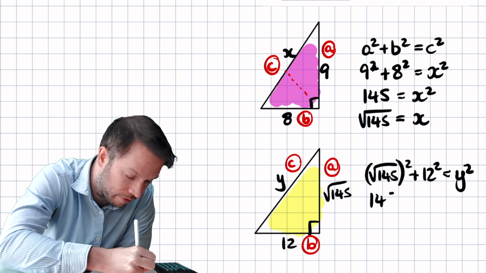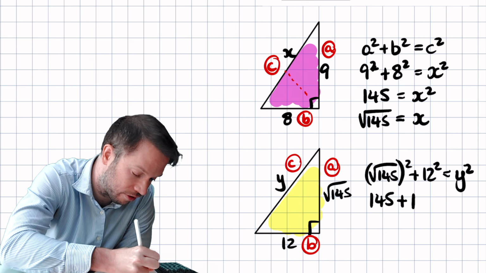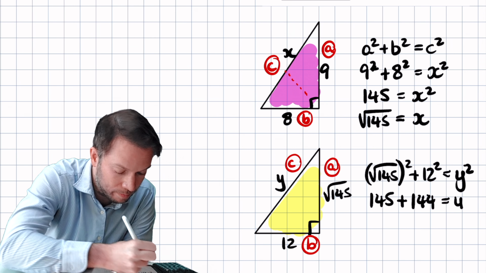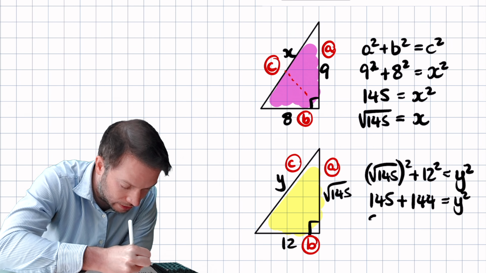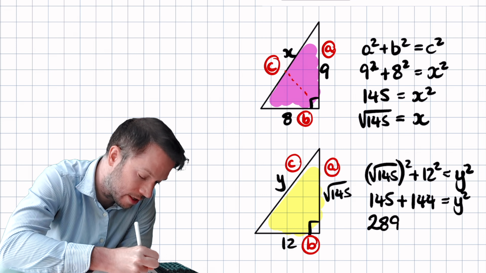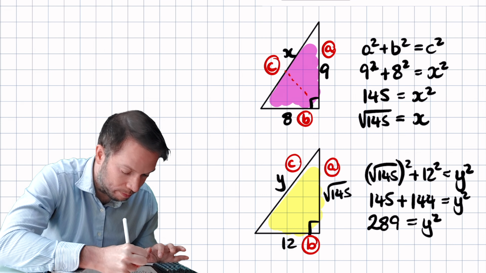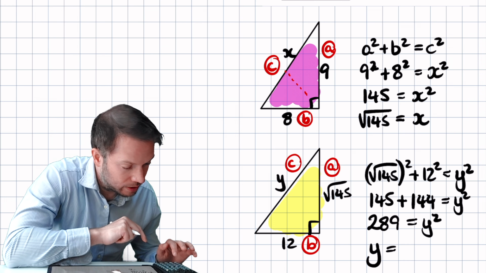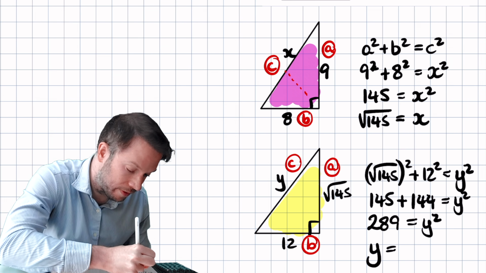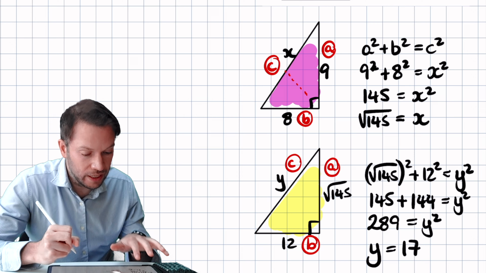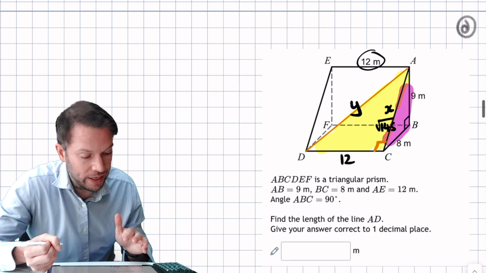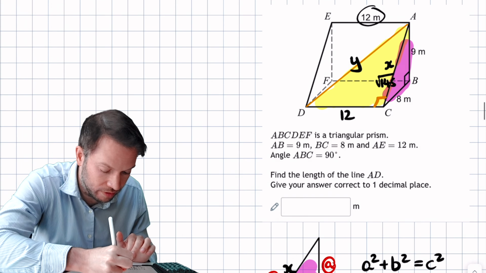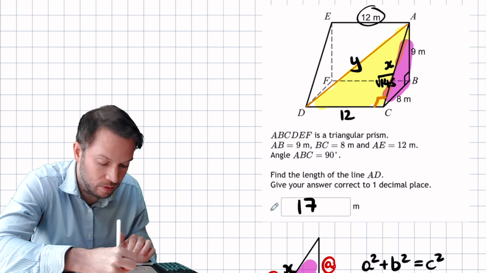So we get 145 plus 12 squared, which is 144. And what is that? That's 289, isn't it? It's y squared. And then we just square root both sides. So the square root of 289 is 17. Yeah, it's a square number. So y is 17, and that is the final answer because y is the length of AD. The answer is 17. And we are done.